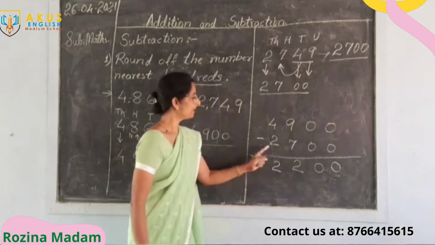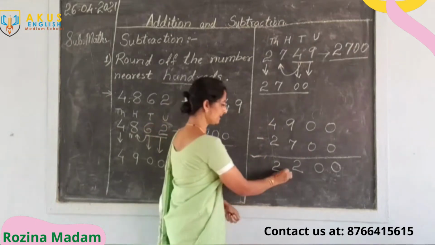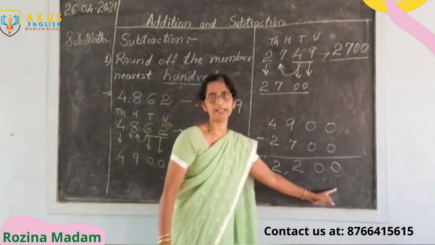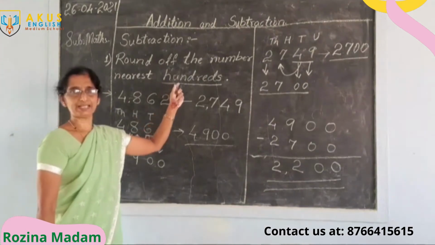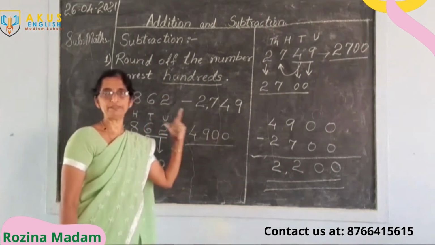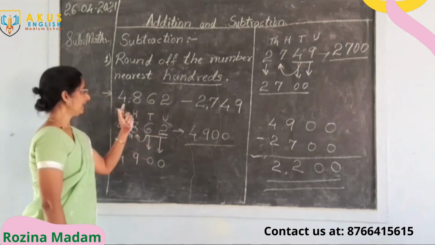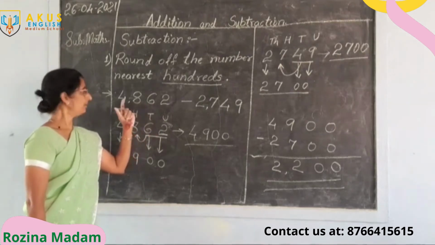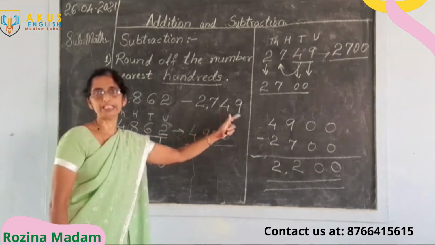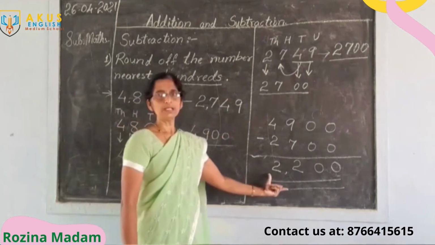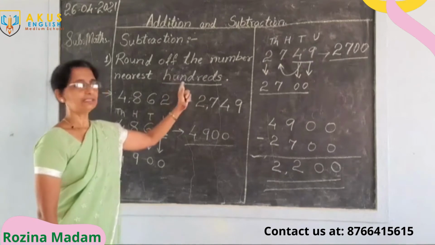You can say it this way. After 2 count till 4. 3, 4. So 2. So what is the answer, children? 2,200. So you understood? Rounding the numbers to the nearest 100 and finding the difference between the given numbers. So now we have just found the difference between 4,862 minus 2,749, and we got the answer 2,200. So this is rounding of the number to the nearest 100.